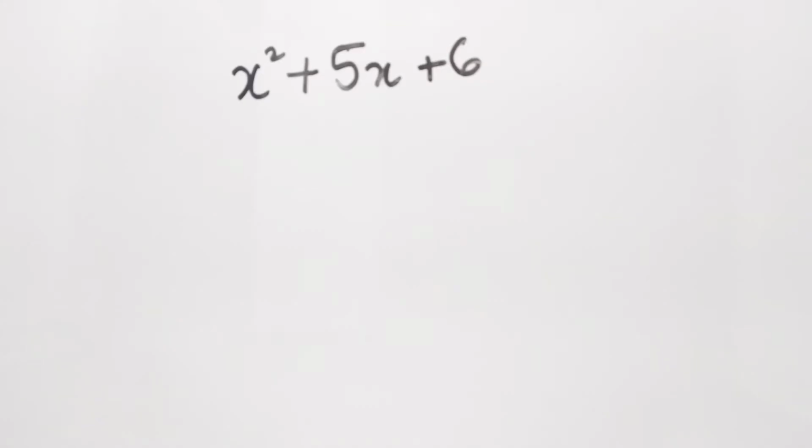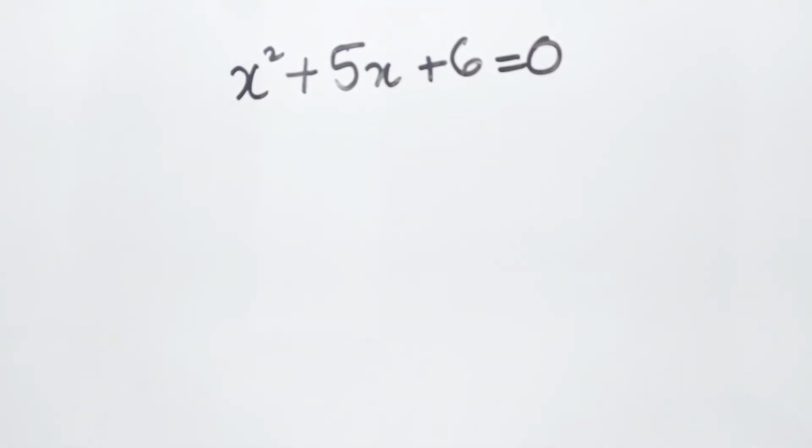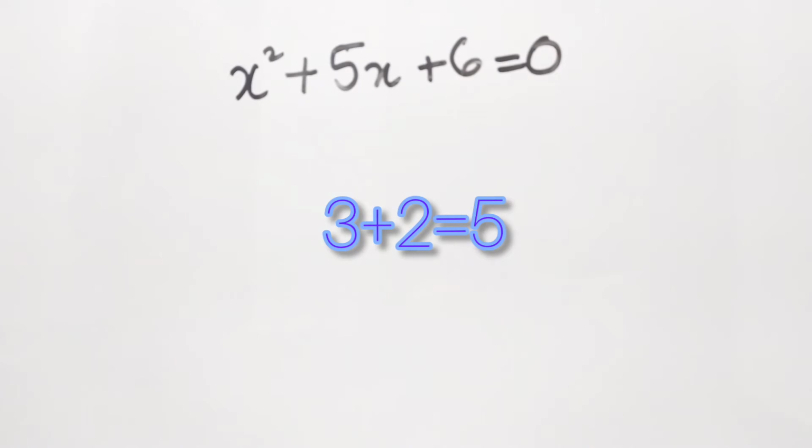Let's say you have a polynomial x square plus 5x plus 6. What are the zeros of this polynomial? How will we find it? We'll simply equate it to 0. How can we factorize this? The middle term 5x, we will split it into two parts so that their product is 6 and their sum should be 5.